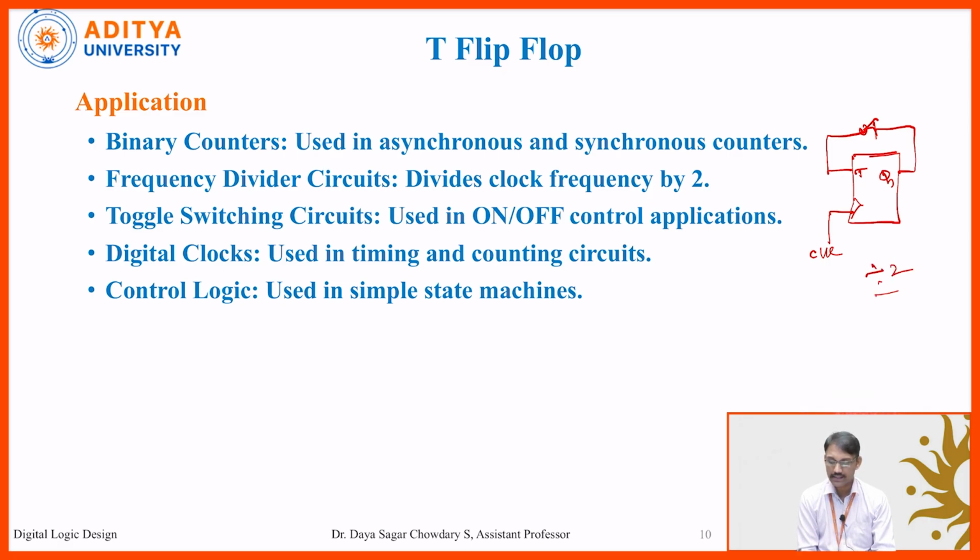This frequency divider circuit is used in all devices like our mobiles and laptops. Toggle switching circuits are used most of the time in on or off control applications. Digital clocks are used in timing and counting circuits, because we require 0s and 1s, 0 1 0 1 like this, every time it is switching. For that reason we use this toggling condition. It is also used in control logic, in simple state machines. Most of the time state machines require this type of flip-flop, the T flip-flop.